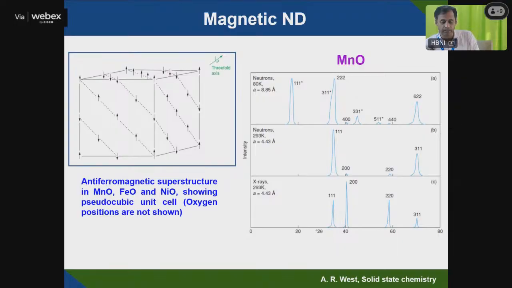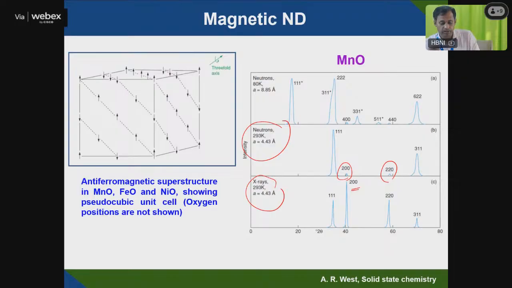You can see this is an example of MnO, FeO, or NiO in a pseudo cubic unit cell, at different temperatures. This is X-ray at room temperature, and this is neutron at room temperature. In the neutron pattern you can see the antiferromagnetic nature: the intensity of the 220 peak is decreasing because of the antiferromagnetic coupling with each other.